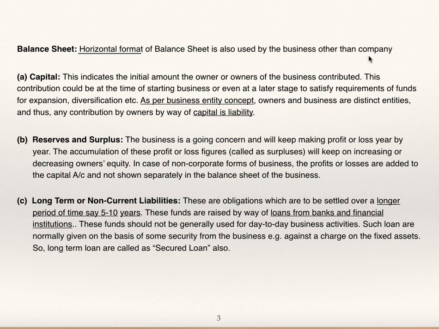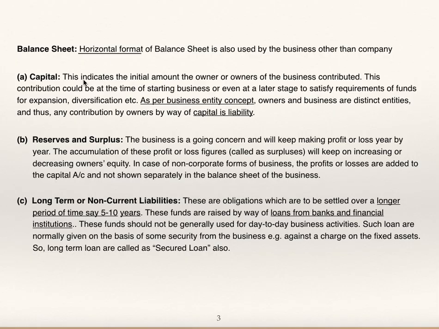In case of companies, format of balance sheet and profit and loss account is vertical as required by Schedule 3 of Companies Act 2013, but in case of proprietorship firm and partnership firm, horizontal format of balance sheet is used. In case of balance sheet, there are two sides, liability side and asset side. First, we'll see liability side of the balance sheet.